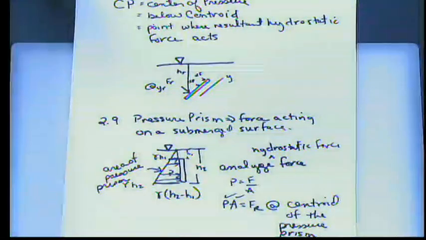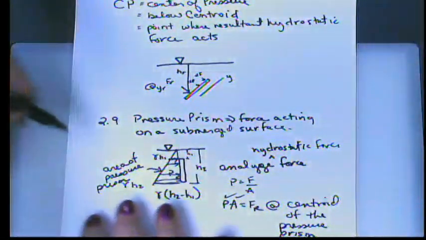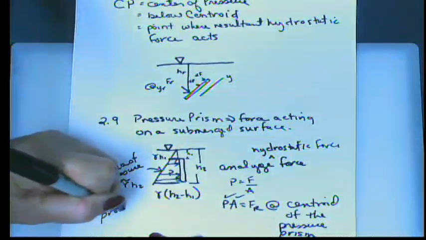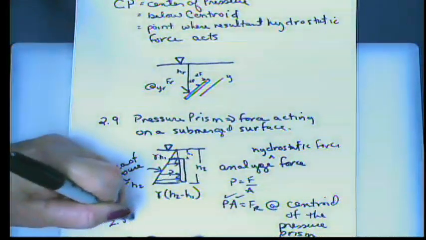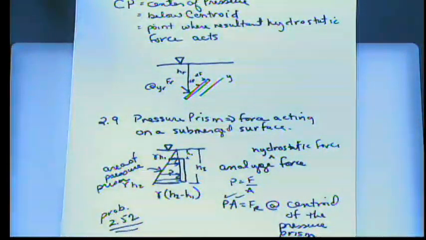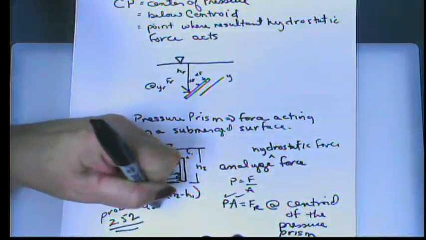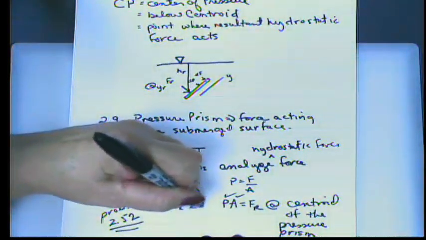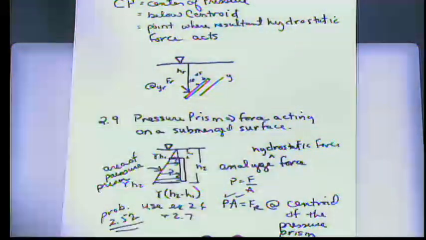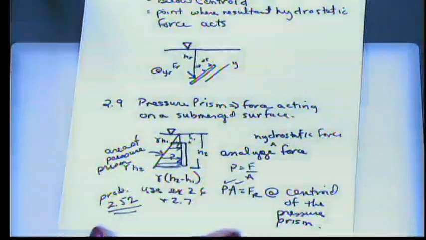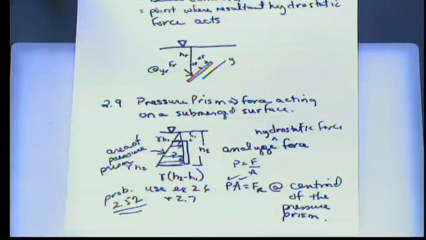And one of the problems that you're going to do for homework, problem 2.52, spells this out very carefully. So when you're working with problem 2.52, you can use the examples in the book, examples 2.6 and 2.7, to go through that problem, and it will give you sort of the mechanical basis of getting that done.